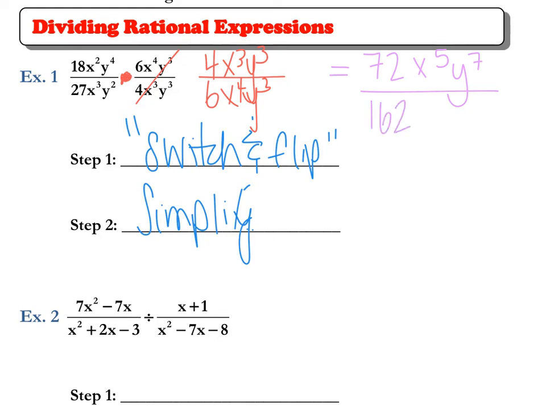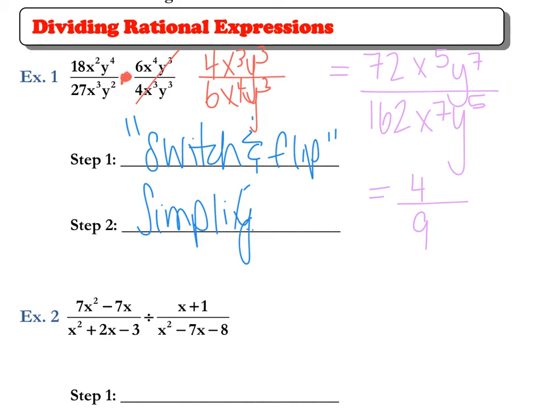And then we get 162 x to the 7th, y to the 5th. Okay, so now all this is a simplifying problem. So 18 goes into both 72 and 162. So this gives me 4 over 9.